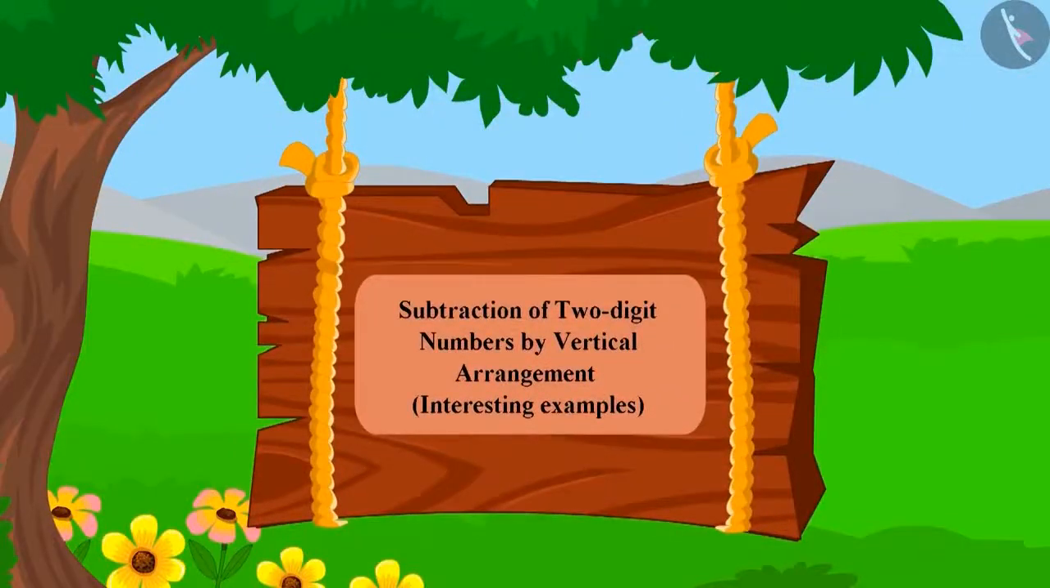Children, in the previous lesson, we learned the process of subtraction by writing two-digit numbers vertically. In this lesson, we will look at interesting examples related to this.